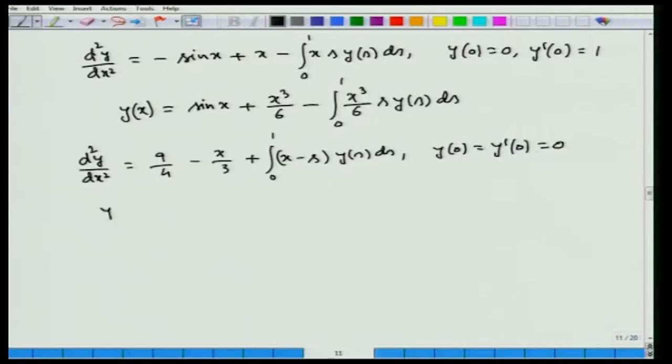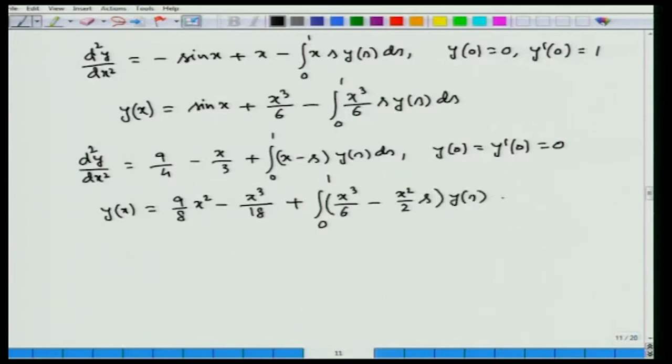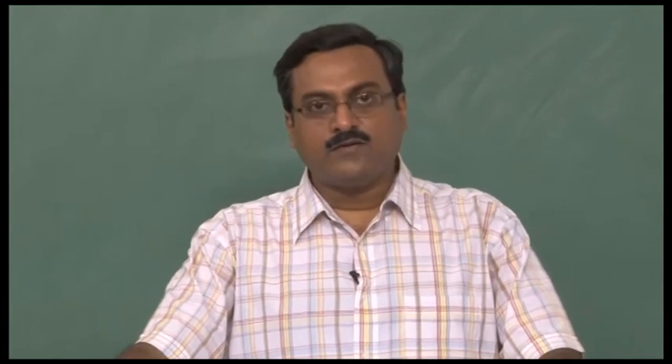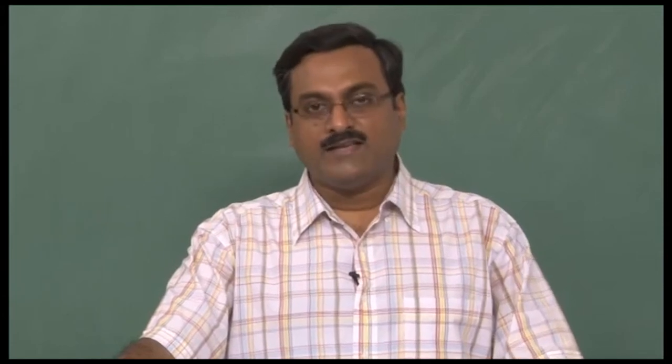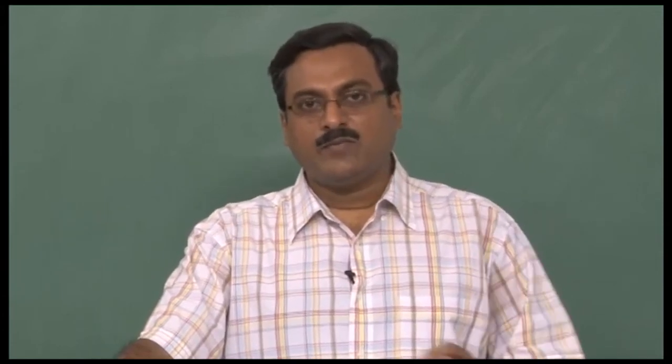This can also be converted to the problem, that is y(x) equal to 9/8 x squared minus x cube divided by 18 plus integral 0 to 1 (x cube divided by 6 minus x squared by 2) s y(s) ds. So, actually you have to keep in mind that this type of conversion of Fredholm integral differential equation to Fredholm integral equation is possible for the case when the kernel is a separable kernel.